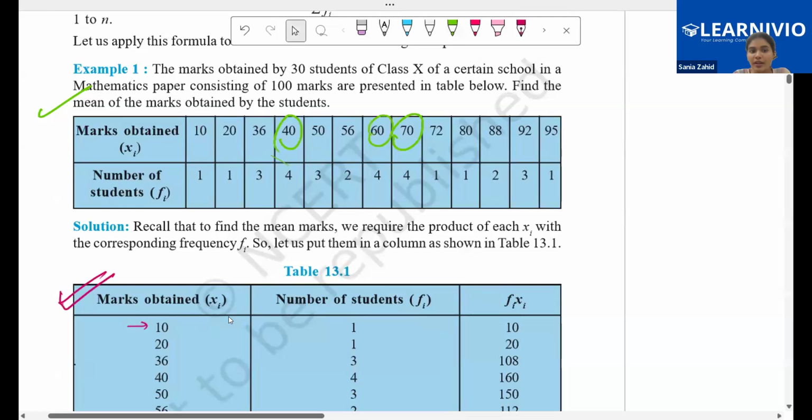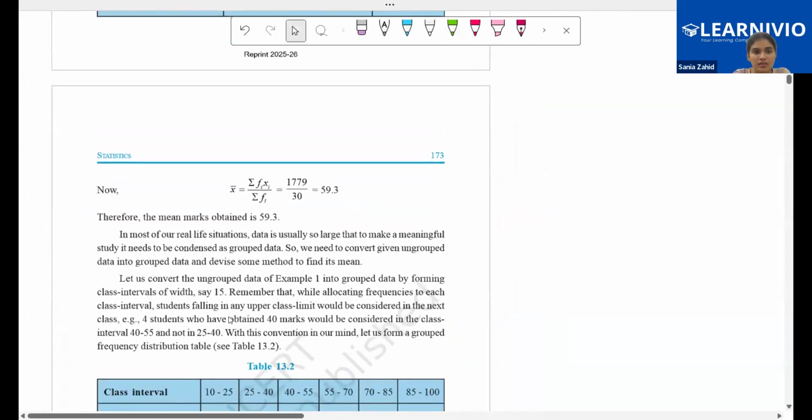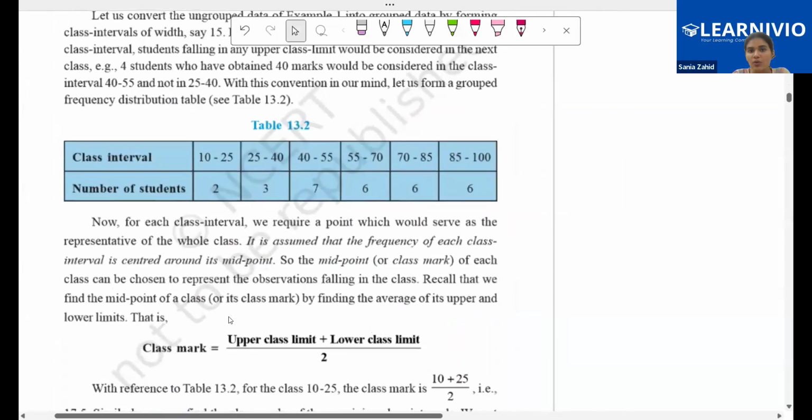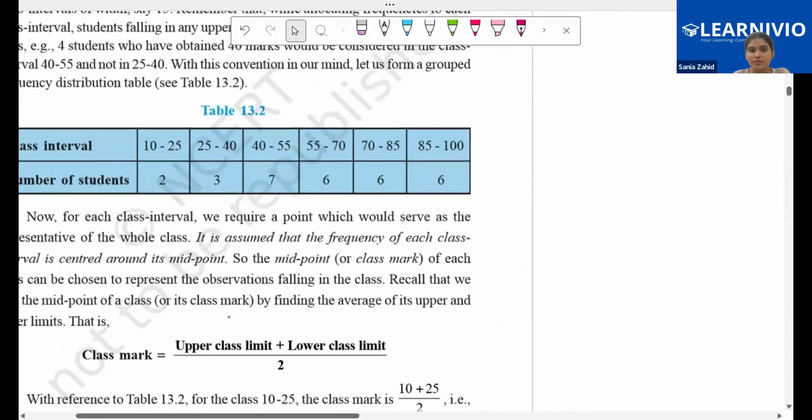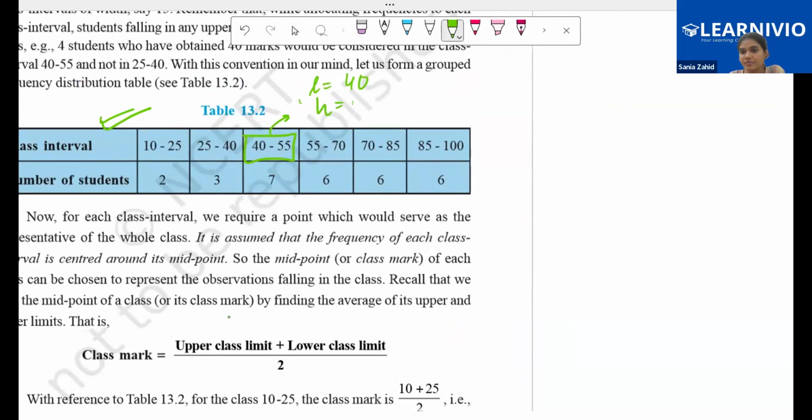Now if I make a grouped frequency distribution, can you find the mode for this table? What is the modal class first of all, Umair? 40 to 50 is the modal class. What is the lower limit? 40. What is the height? 15, ma'am. Okay, 15 is the height.